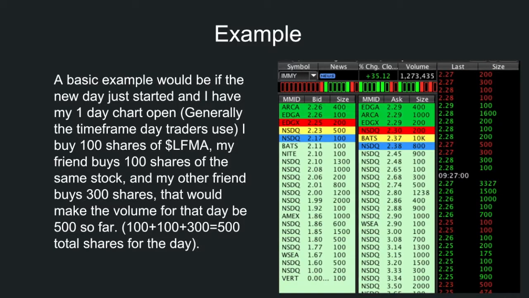A basic example would be if the new day just started and I have my one-day chart open. I buy 100 shares of LFMA, my friend buys 100 shares of the same stock, and another one of my friends buys 300 shares of that same stock. That would make the volume for the day 500. And this is what it looks like. Here's the level 2. This is the buyers, this is the sellers, and these are the orders that have gone through.